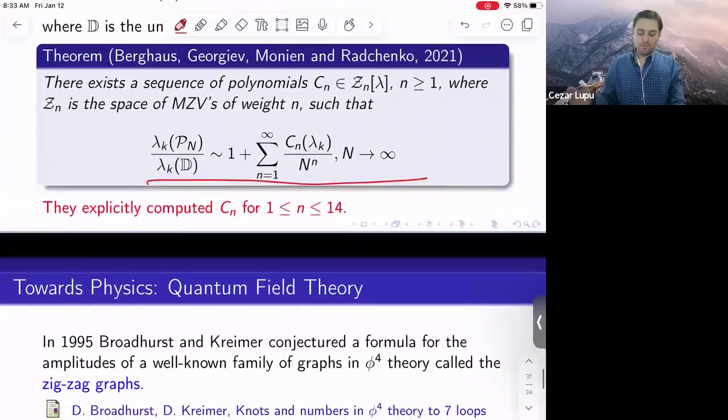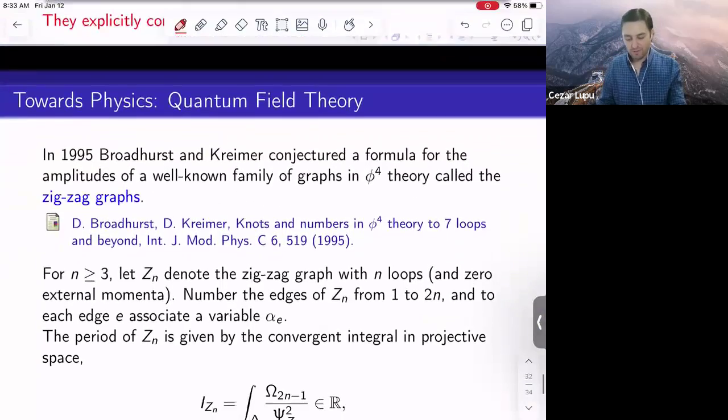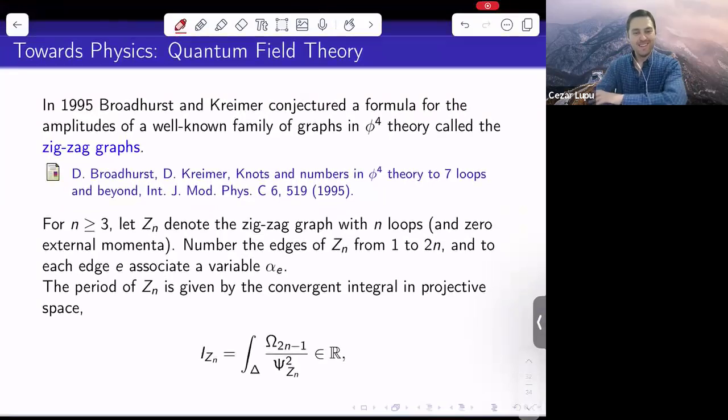Okay, and now a little bit towards quantum field theory. I'm moving around, and here I'm not quite an expert, so I'll go pretty quickly. This was in 1995, and I apologize to the physicists around here. Broadhurst and Kreimer conjectured a formula for amplitudes for a family of graphs in phi 4, which they called zigzag graphs. They were wondering what the periods of these zigzag graphs look like.